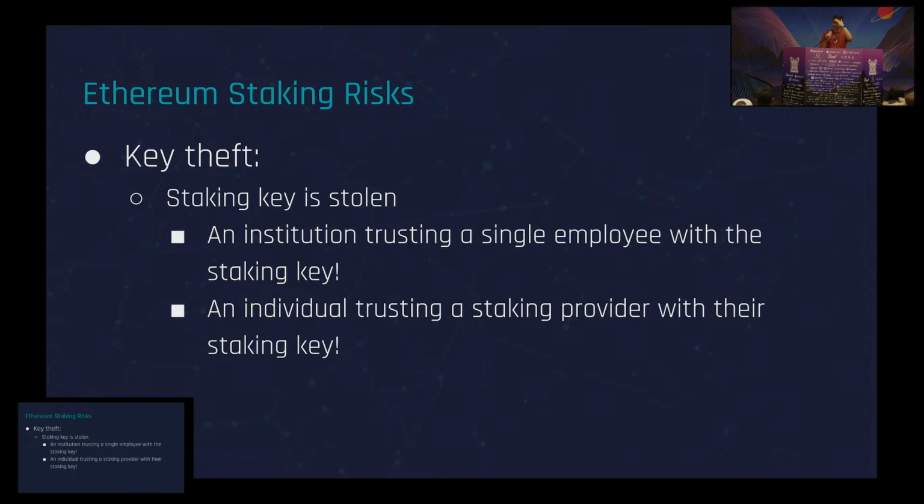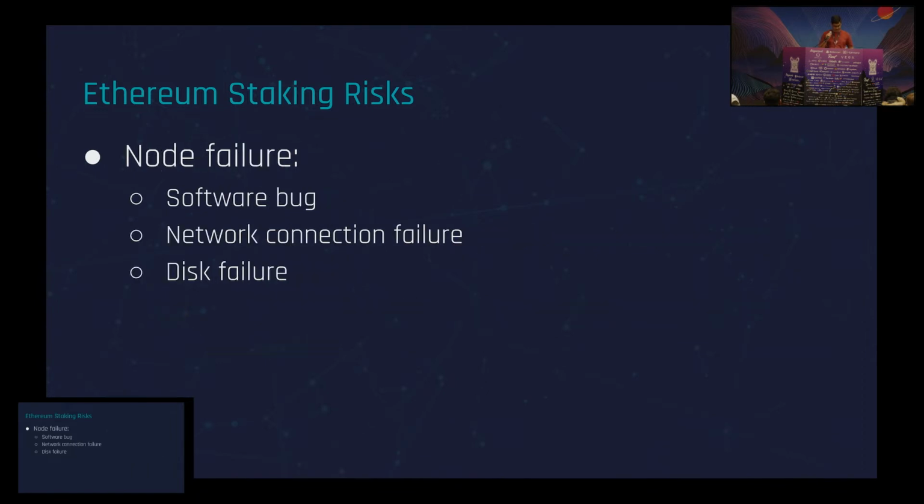If you're an individual staker and you're using a staking provider, you are trusting them with your staking key. So if they do something bad, it's your validator and your stake that gets slashed. So this is the first risk. The second risk is node failure. This is more about the software itself failing because of a software bug. Maybe it's a network failure, maybe it's a disk failure, any of those things. And we want to prevent against both of these risks.